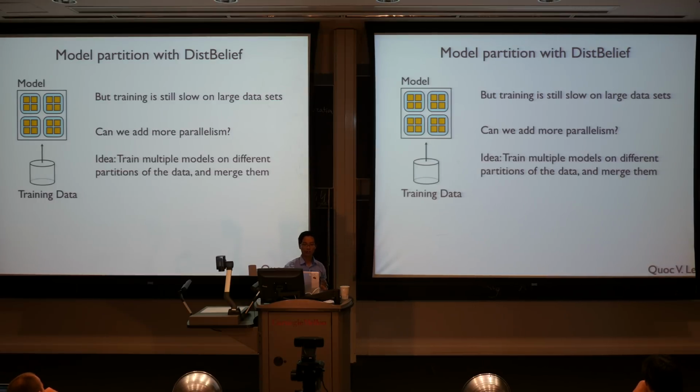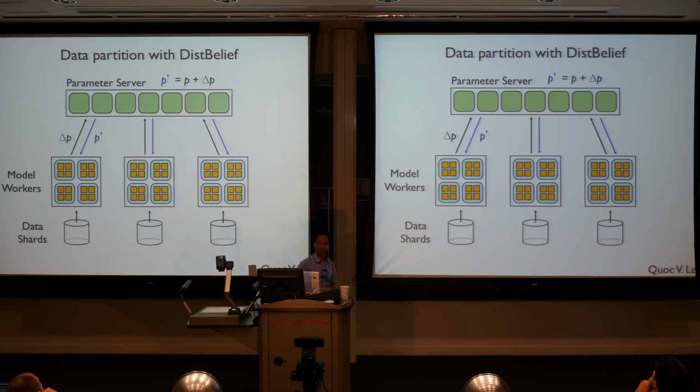The way that we do it is to add more parallelism. So imagine this is one model that we had before. We take our data set and split it into multiple chunks, partitions. So let's suppose that we have 3 million examples.